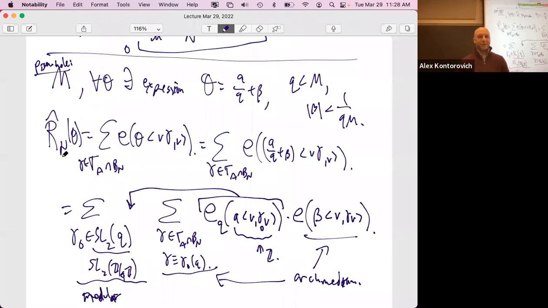All I want to get out of this expression is that if we're going to have some hope of not having cancellation, if we're in the major arcs, then this is a number that's generically of size n. And so this beta had better be of size very close to 1 over n.